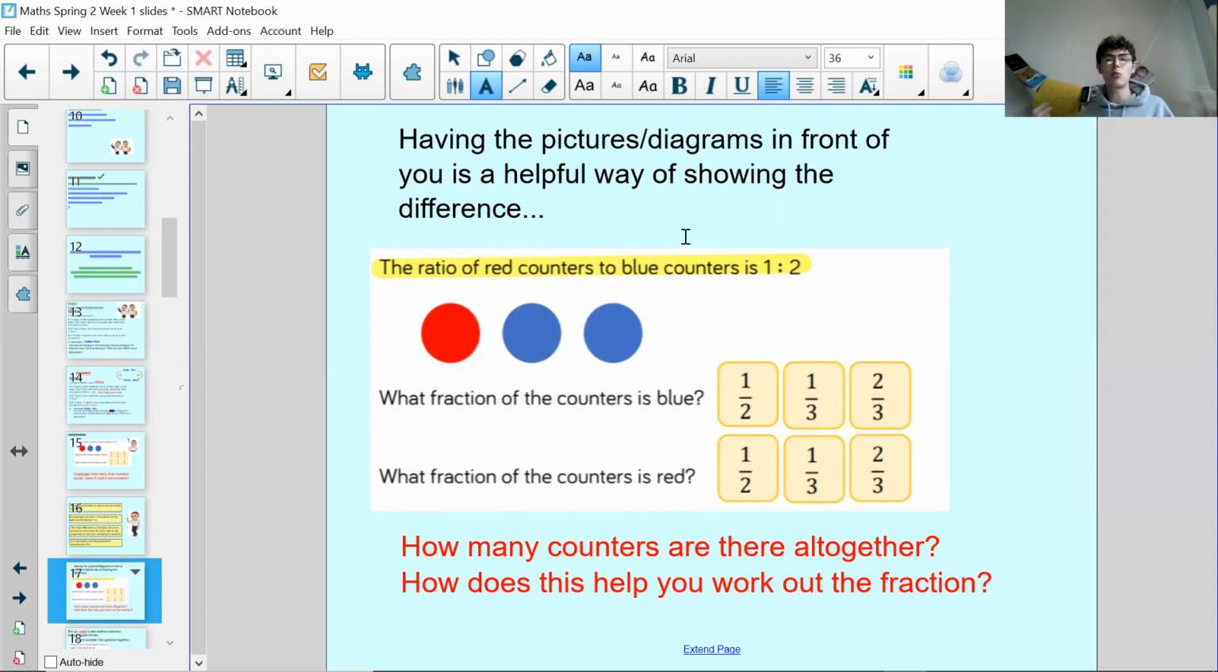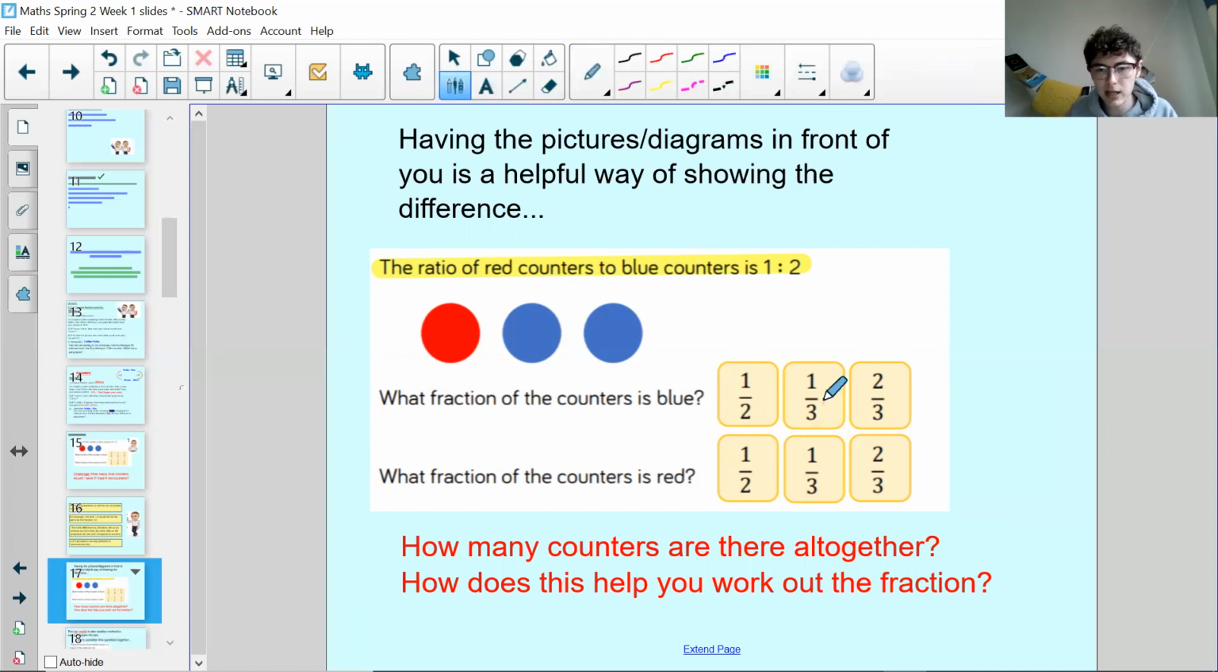And how does this help to work out the fraction? If we've got 3 as our whole, this is going to be the denominator of our fraction because it is the whole. It is the total amount. So we know that there are 3 counters altogether, making our denominator 3.